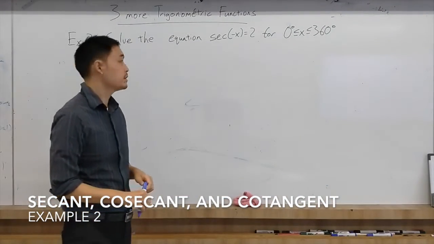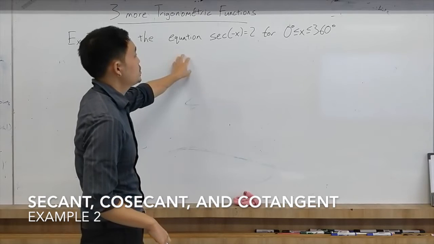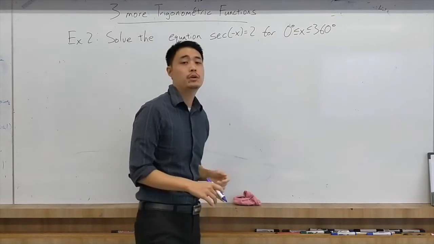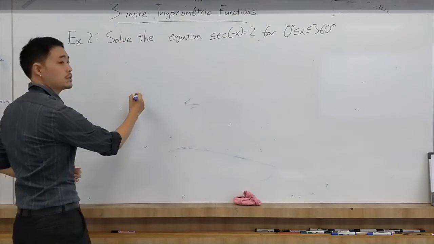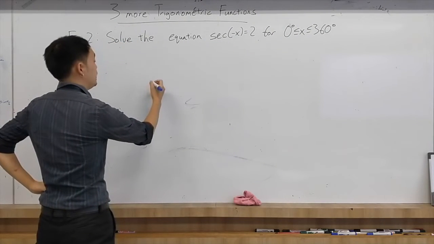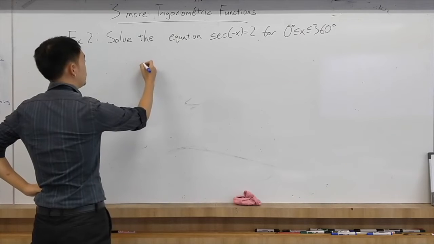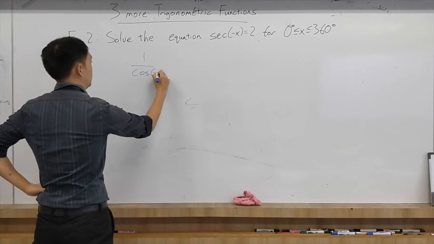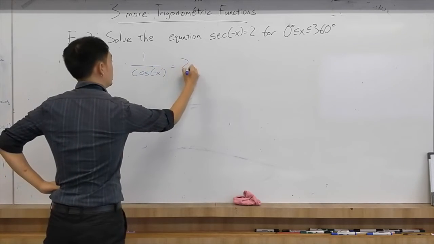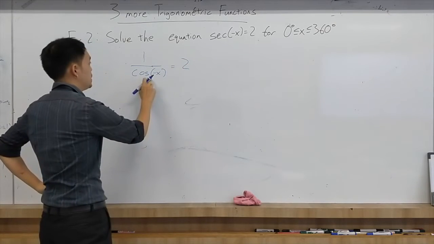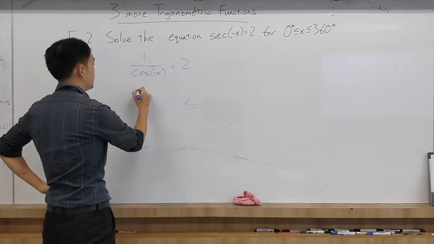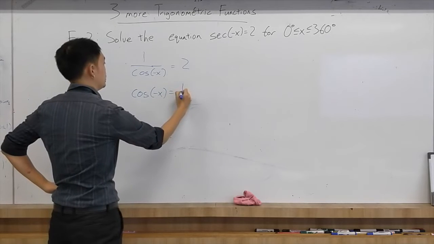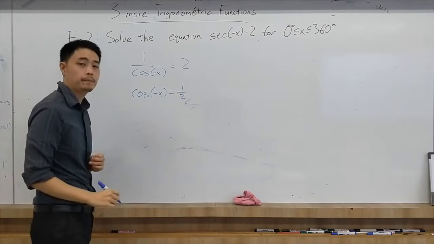Okay guys, second example. We want to solve the equation secant of -x equals 2 over the range from 0 degrees to 360 degrees. So what we're going to do here is, let's check out our secant, which is 1 over cosine of -x should equal 2. Now let's isolate the cosine of -x. We're going to end up with cosine of -x equals 1 over 2.